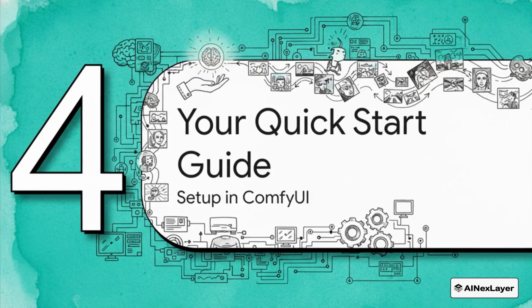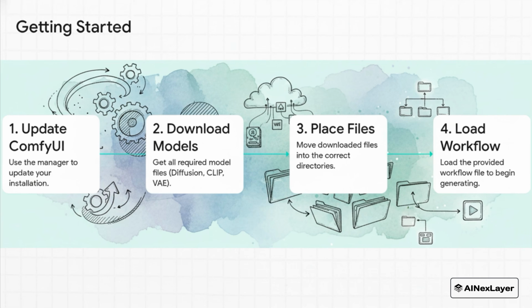So you're probably thinking, okay, I need to try this. Well, let's walk through a quick guide to get you set up using Comfy UI, which is a really popular way to run these kinds of models. It really just boils down to 4 simple steps. First, you'll want to make sure your Comfy UI is totally up to date. Second, you download all the model files, and there are a few. Third, you've got to put those files in the right folders. And finally, you just load up the workflow.